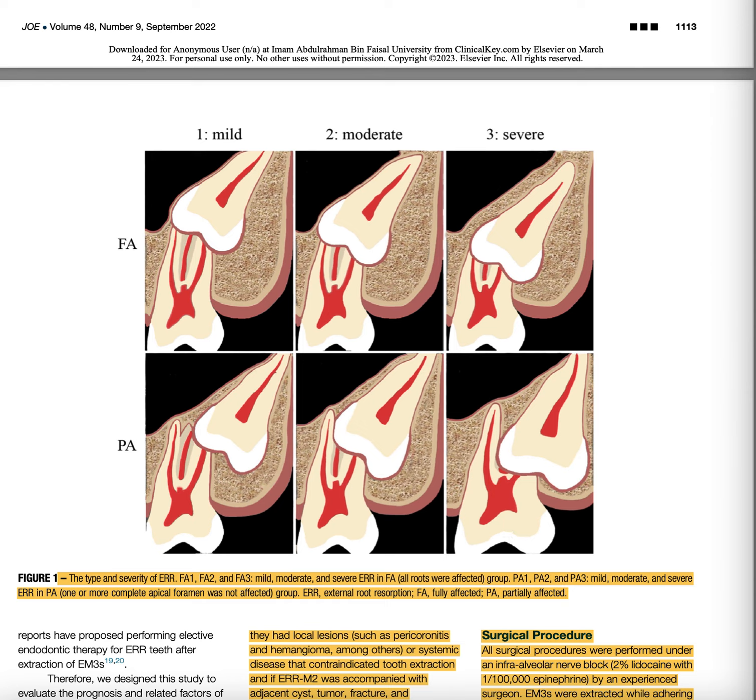The type of external root resorption was classified as either fully affected, indicating that all roots were affected, or partially affected, indicating that one or more complete apical foramina remain unaffected. The degree of external root resorption was graded as mild, moderate, or severe. Mild means limited to the apical third of the root, moderate extending from the apical to the middle third of the root, and severe extending from the apical to the cervical third of the root.